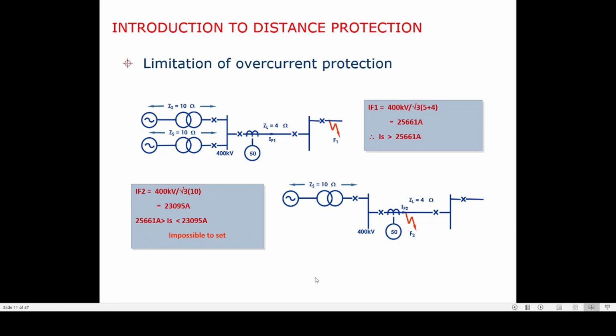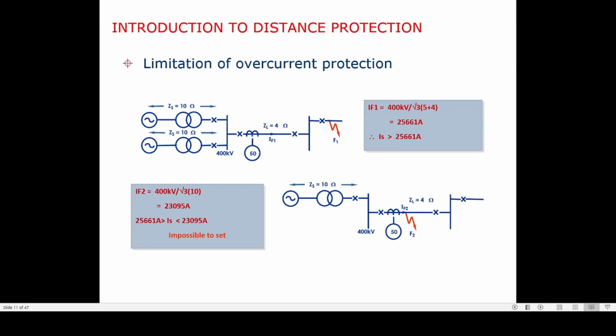And this is very impractical because we cannot set a value which is less than 23 but more than 26. That is the major limitation of overcurrent protection, because overcurrent protection depends upon the source impedance. So the moment the source impedance changes, the fault current calculation will change, and the moment the fault current magnitude changes, the time of operation or the settings of the relay will change. So this is one of the limitations of overcurrent protection.